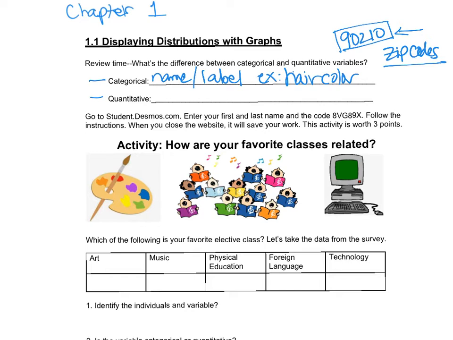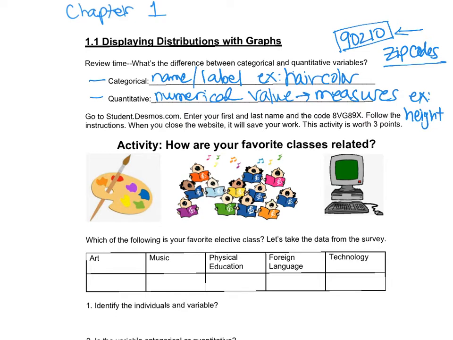Now, quantitative is going to be a numerical value, and that is a unit of measure. So we're going to have something that measures something. So when I sent out that survey last week, I asked you how tall you were in inches. Okay, that's not going to be categorical. That would be quantitative because that's a measurement of how tall you are.